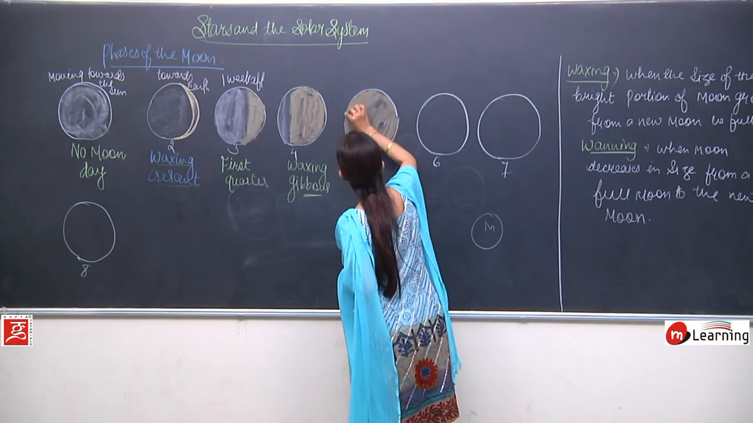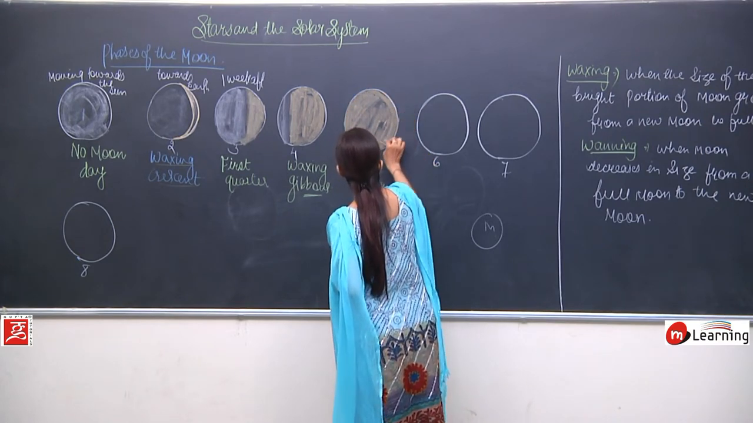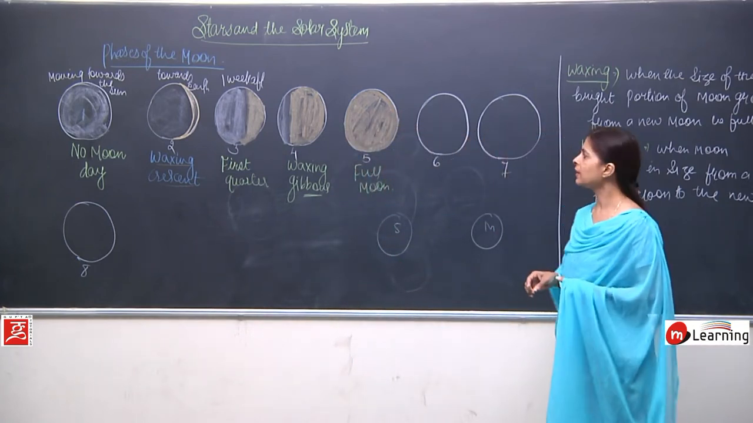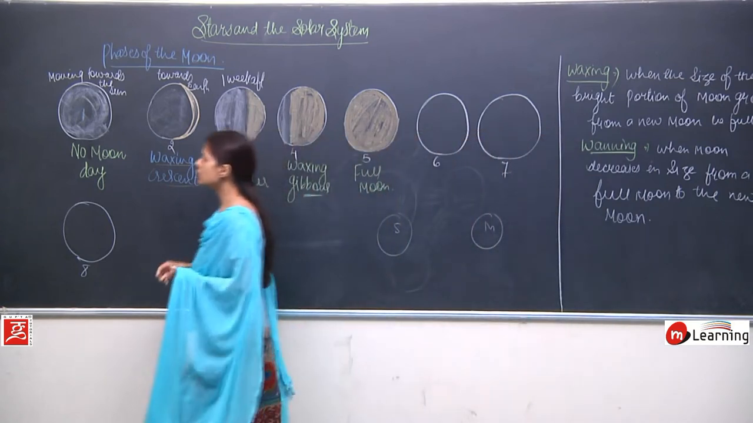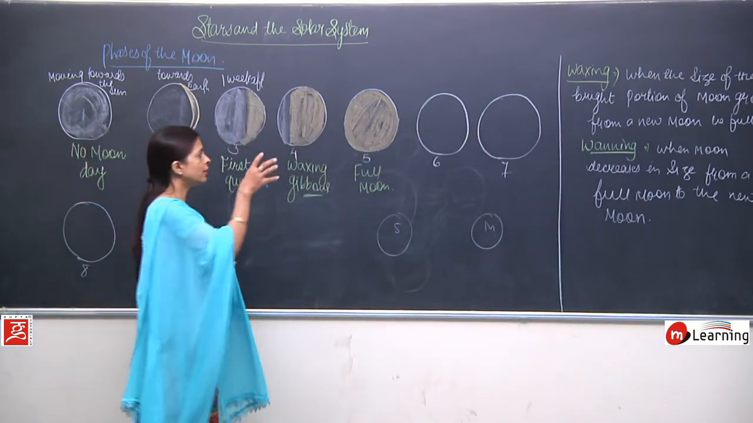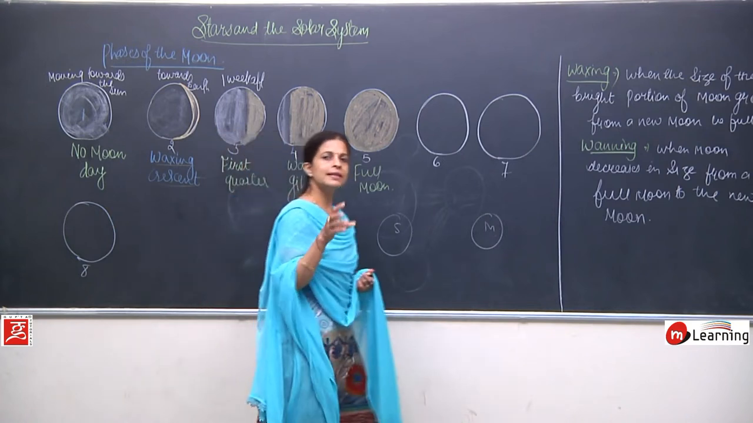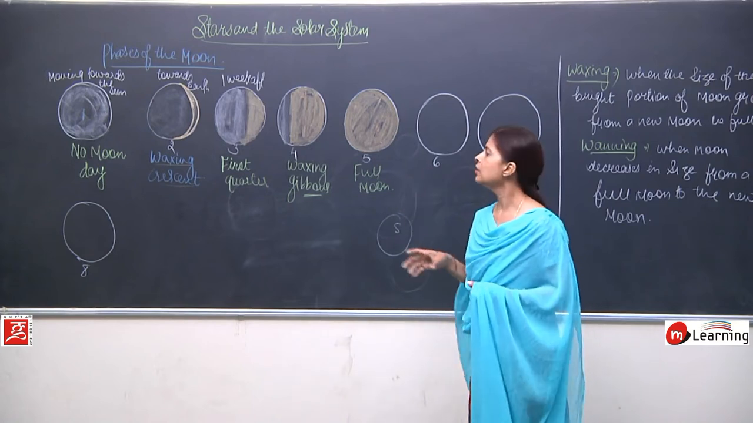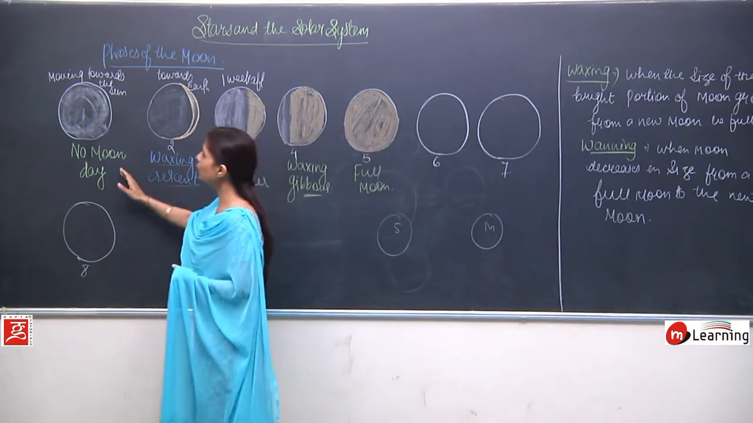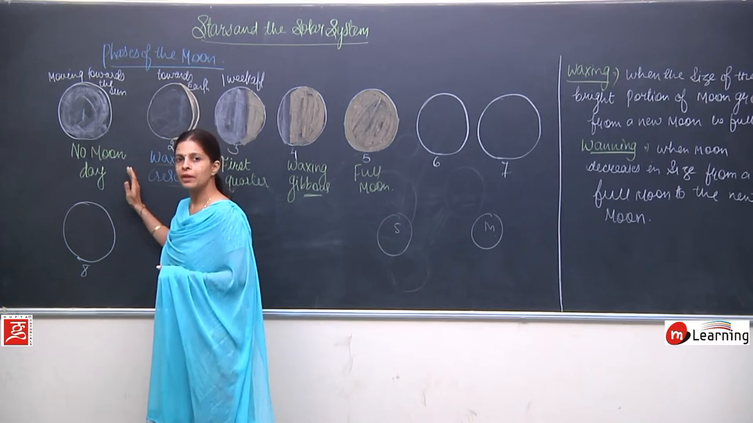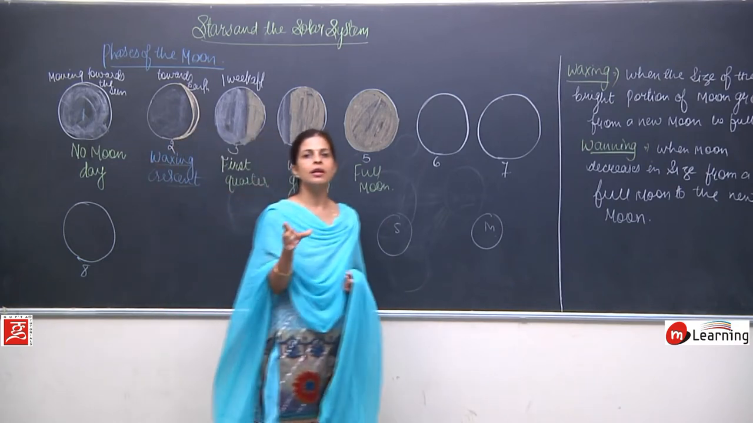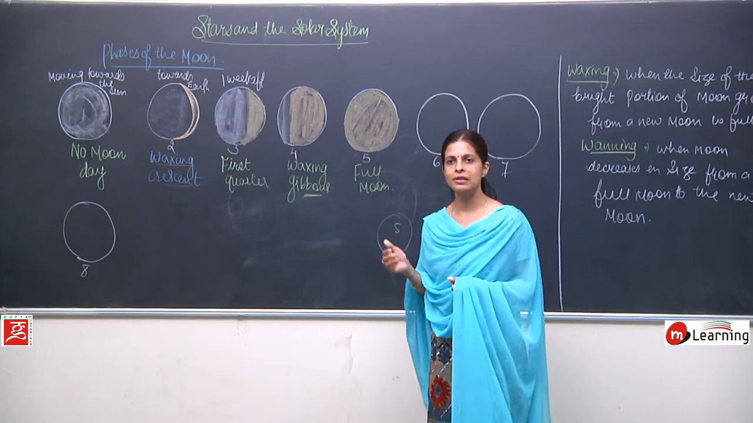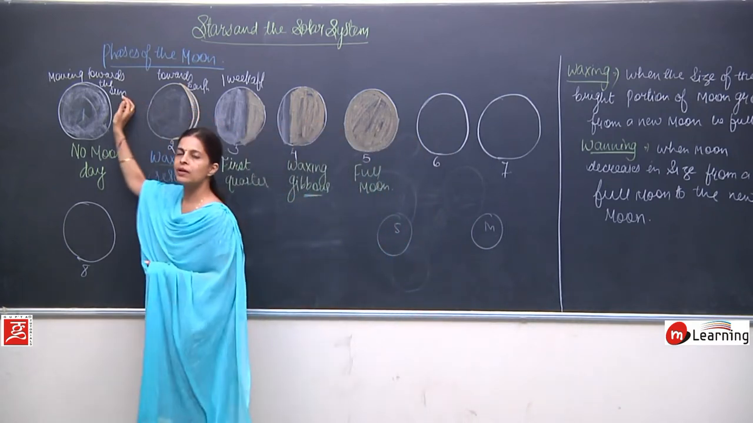and this is the full moon day. That means we can see the moon nicely now. Here the moon is in its fullest size. We can see the moon exactly as a shining bright disk in the sky. So try to understand till here. First is no moon day when there is no moon in the sky. Why is it not seen? Because the moon has come in between the sun and the earth and the reflected light is not visible.